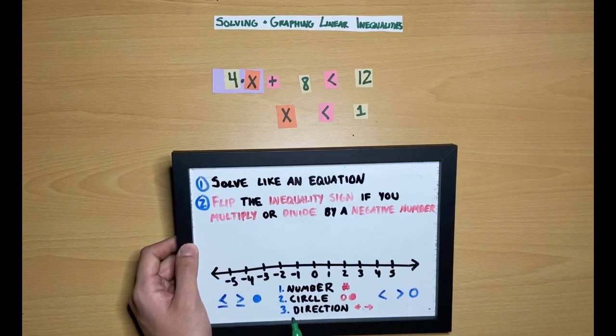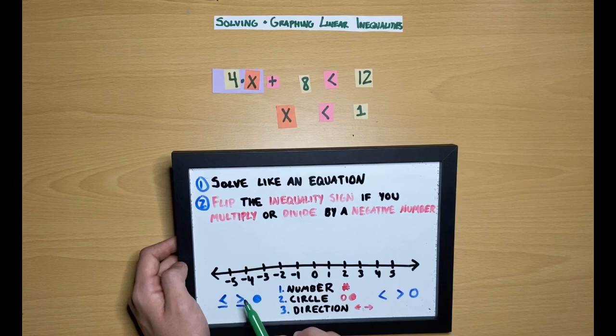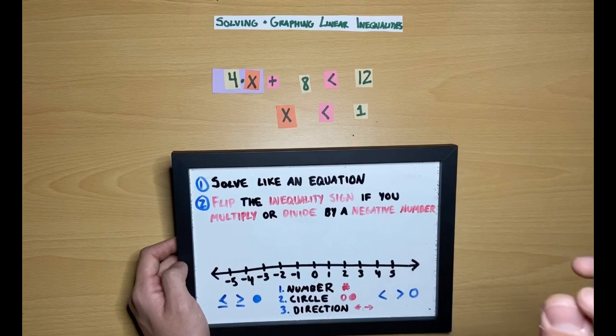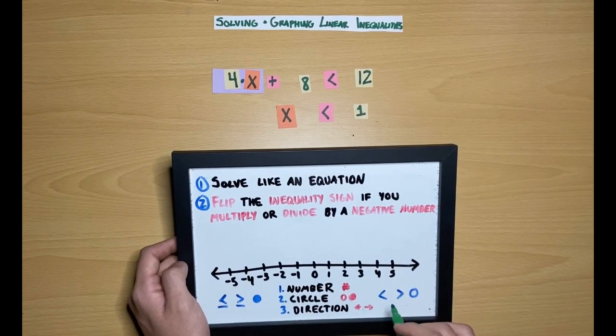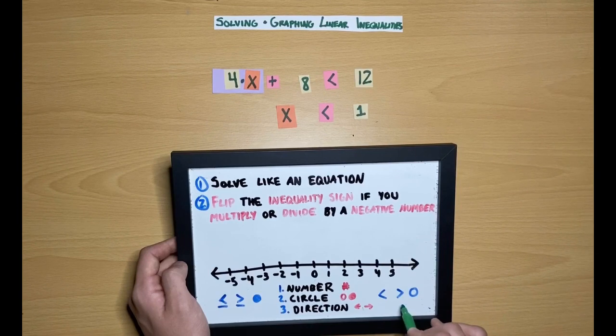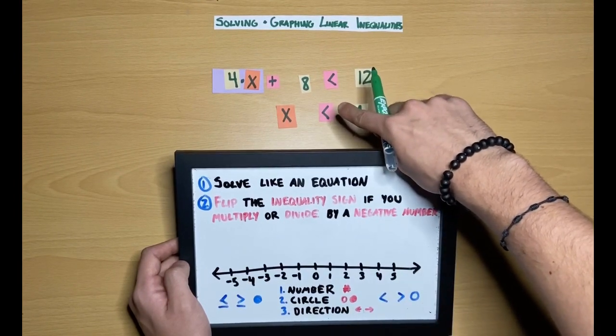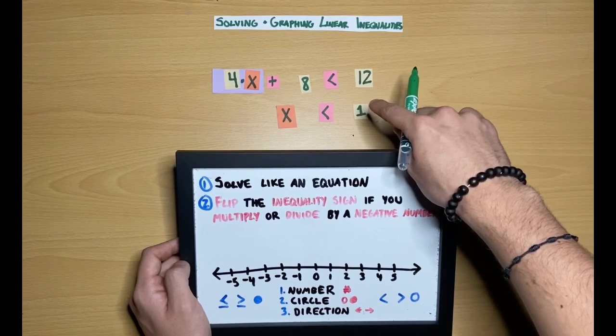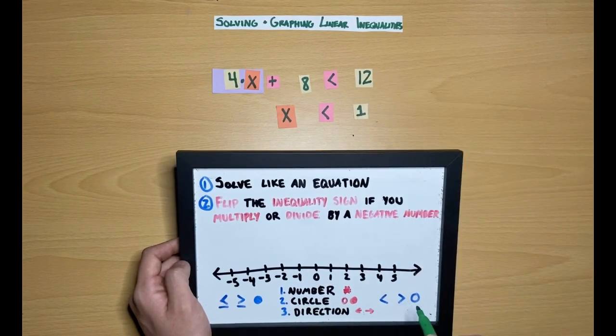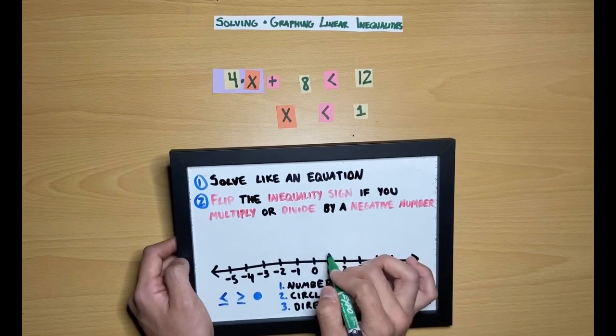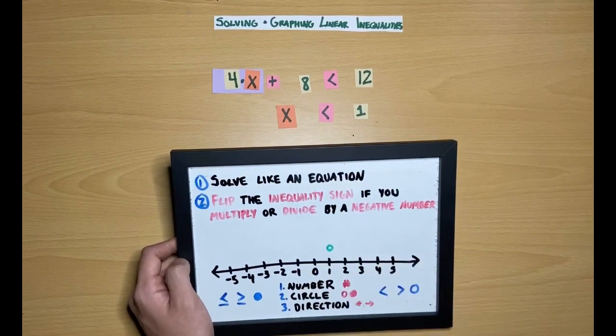And now we need to decide which kind of circle we will use. If we use a less than or equal to or greater than or equal to, we have a closed circle because that number is included. That number is a part of the solution. However, when it's just less than or greater than, we use an open circle because that number is not included. So in this case, we have a less than symbol, not less than or equal to. So we know we must use an open circle at 1. So I will go ahead and put an open circle at 1.